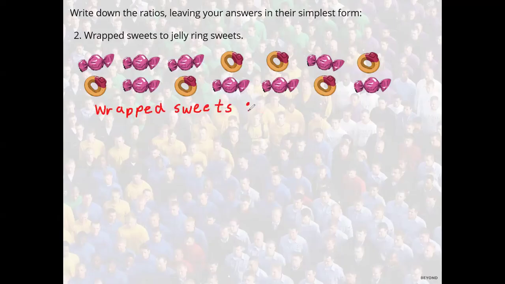To what? Jelly ring sweets. I really want to use an abbreviation, but I don't want to confuse them. So we just write it out: jelly ring sweets. In the exam, you don't have to write the whole thing. You just put WS and JS. But I'm doing this because I want to be clear to everyone. So we have wrap sweets to jelly ring sweets.